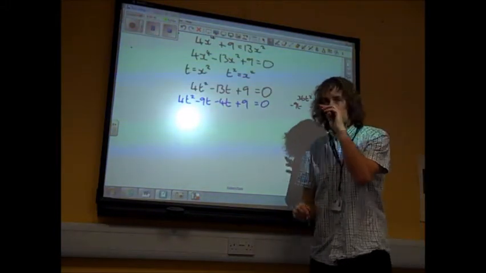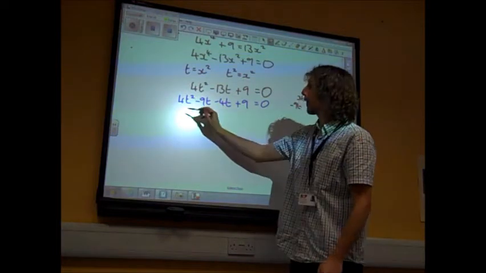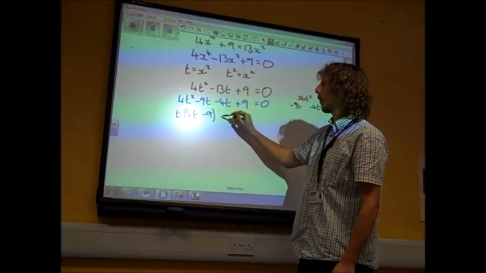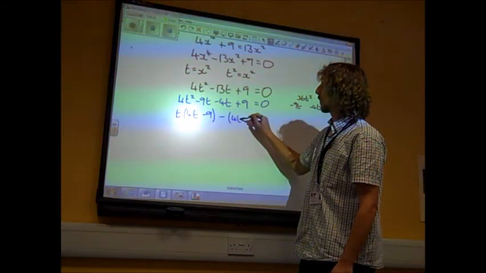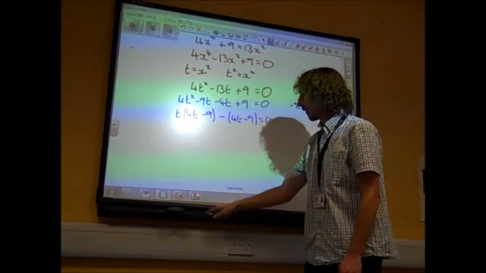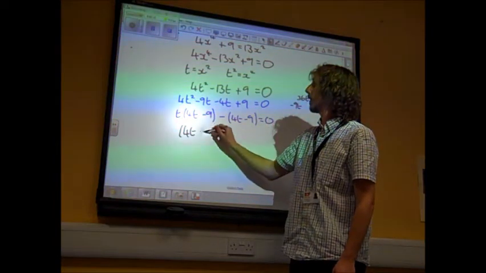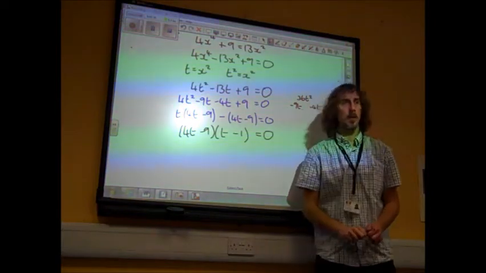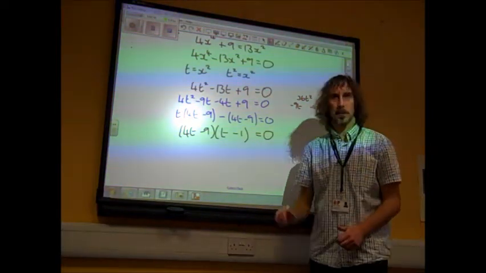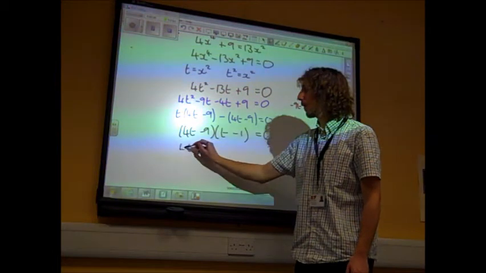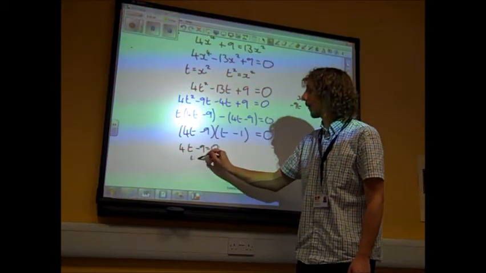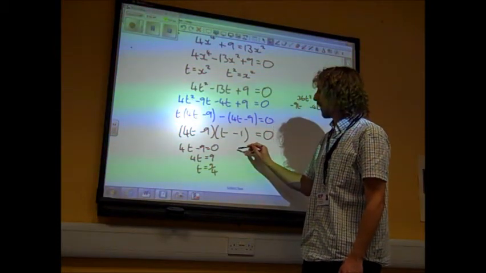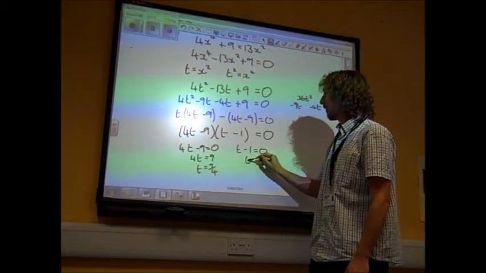We've got not much going on in terms of common factors. Common factor of t, common factor of minus 1. Giving us the factor 4t minus 9 and the other factor t minus 1. Equals 0, two things multiplied together, one of which must be 0, so either t minus 1 or 4t minus 9 is 0, which would give us 4t is 9 and t is 9 quarters, and this one gives us t equals 1.